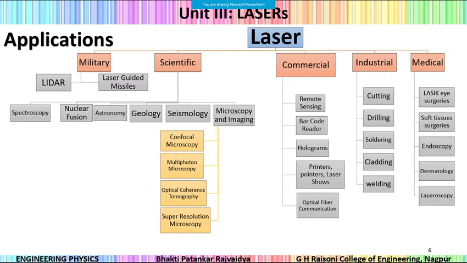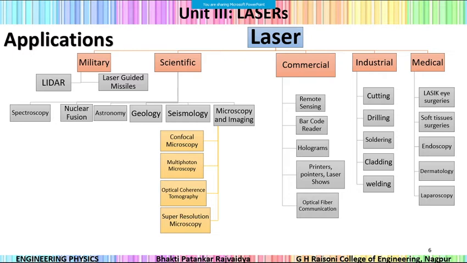Then next is geology. Geology and seismology are almost related branches. They study the earth crust, basically the waves which travel in the earth crust, that is seismology, like earthquake waves, etc. You must know the seismograph, which calculates the waves of earth disturbances. That is also done with the help of laser.